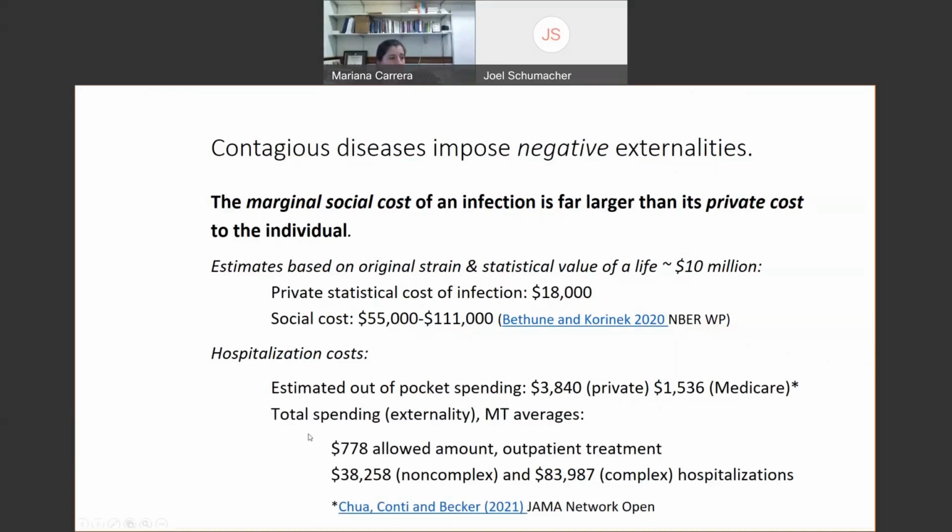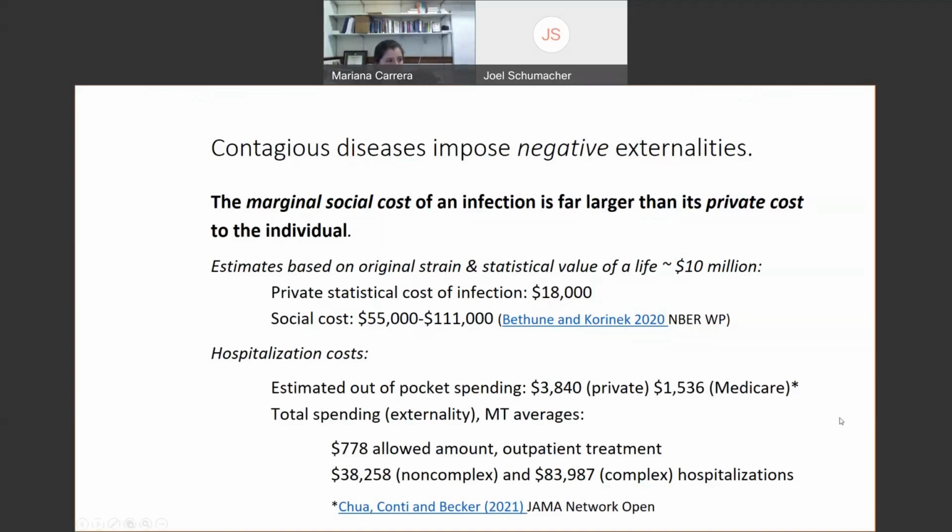Here's estimates coming from Fair Health, a nonprofit that collects hospitalization costs from a number of different insurance plans, and they put together estimates for every state. Their Montana averages start at, this is the lowest average, and this is for outpatient treatment. So maybe you had to go to the emergency room because you were feeling poorly and you had COVID, but they sent you home to continue recovering at home. That would have on average a cost of $778. Then for people who were hospitalized, it could range from $38,000 if they did not need ICU treatment with respirators, etc. An average of $84,000 for those who did need more complex treatment.